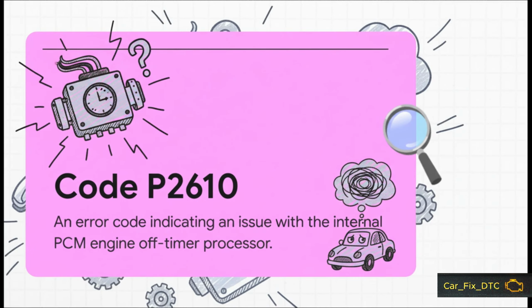So what on earth does all that technical jargon actually mean? Well, think of your car's main computer, the PCM, as having a little internal stopwatch. This timer keeps track of a few things for a short while even after you've shut the engine off. Code P2610 is basically your car telling you, hey, that timer isn't working right. It's kind of like an issue with the engine's short-term memory.